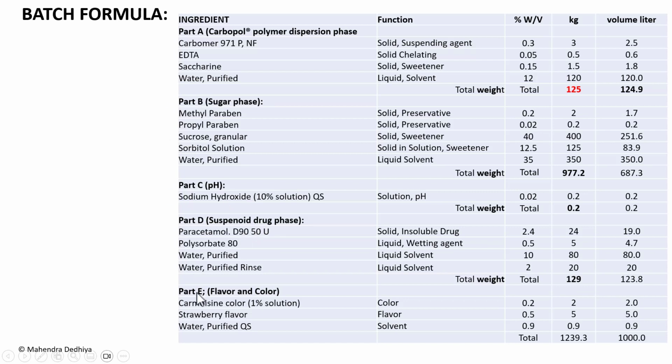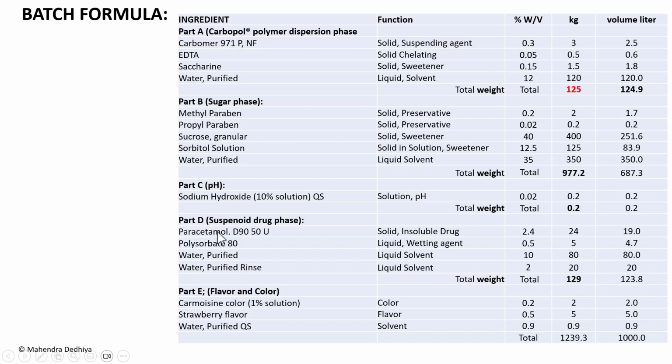It has several phases. Part A is carbopol polymer dispersion phase. This is the suspending agent, and it is dispersed in water. EDTA and saccharin are added at this stage. Part B is a sugar phase. Sucrose and sorbitol are dissolved in water. Methyl and propylparaben, which are preservatives, are added. Solution of sodium hydroxide is used to neutralize carbopol.